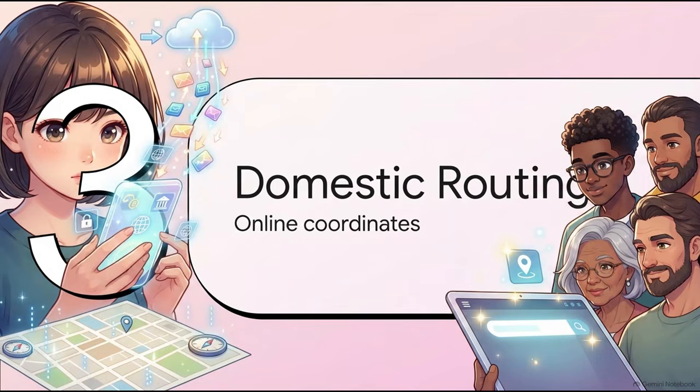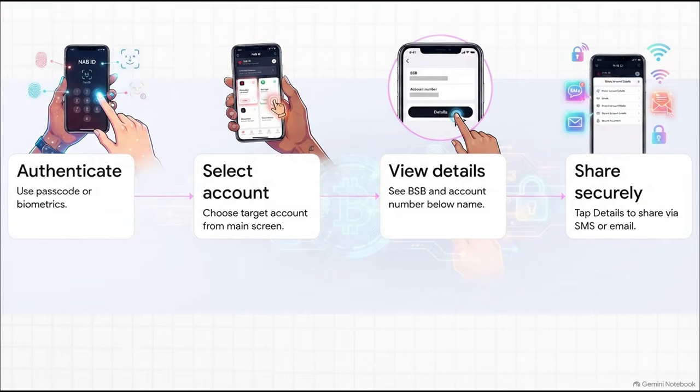Section 3. Finding domestic routing online. All right, now that we're securely logged in using our NAB ID, let's go track down those exact domestic routing coordinates. If you are on your smartphone, the NAB app gives you a really seamless 4-step journey. First, just authenticate your session. Use your passcode or Face ID. Second, tap on your target account from the main dashboard.